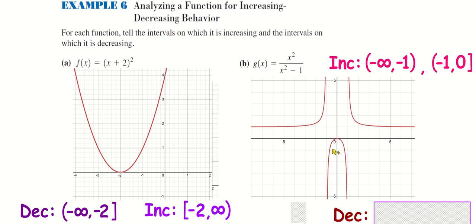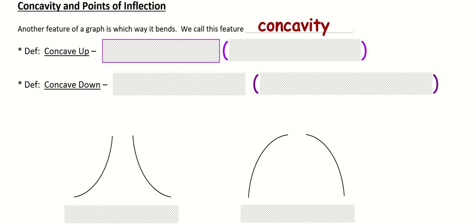Similarly with decreasing, it looks like we are decreasing from 0 to 1, but we're never actually going to hit 1. So that's why we have a bracket here, but a parenthesis here. And then this whole part of the graph is also decreasing. But again, we're not including 1, so it's a parenthesis. Okay.